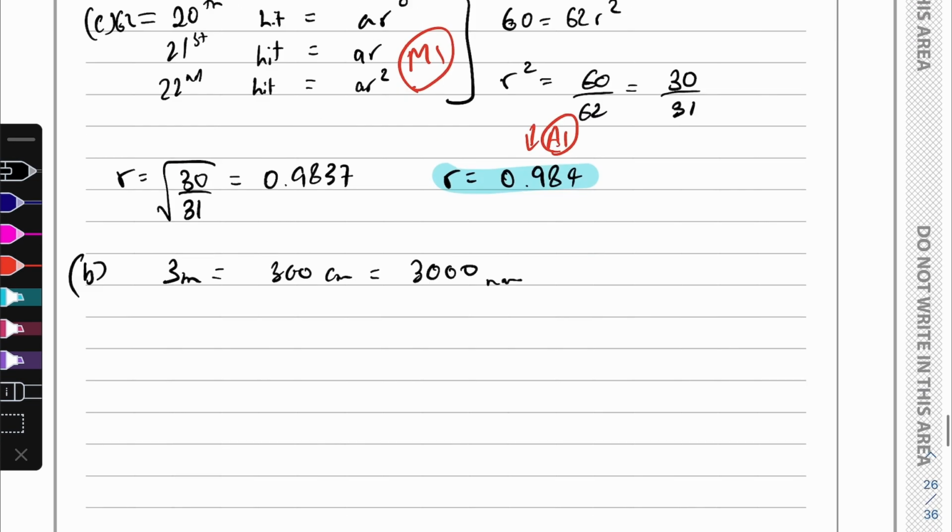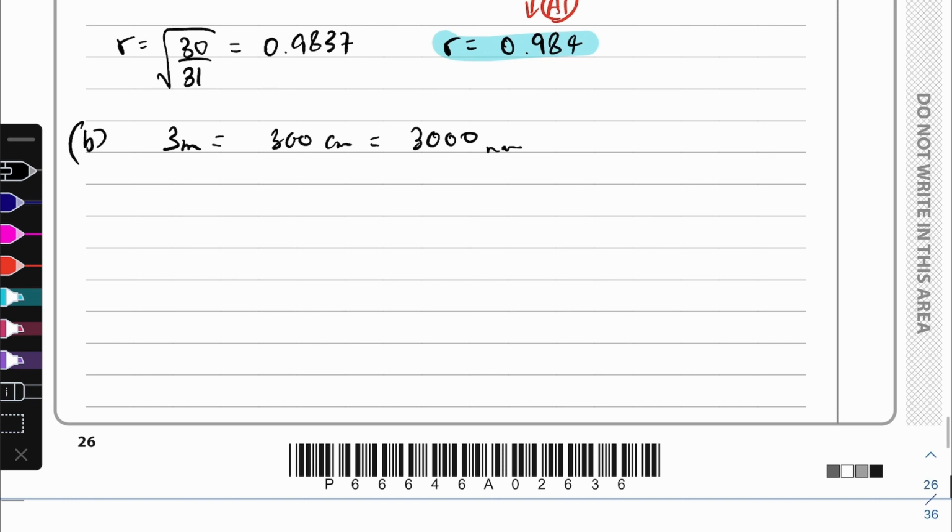So we want the value just above 3 meters, so the sum to be just above. So the sum of the first 20 terms, that's the arithmetic sequence, a plus n minus 1 d, plus, now we don't know, let's call it x terms. This is for the geometric ar to the n minus 1 series. So the sum is greater than 3000.